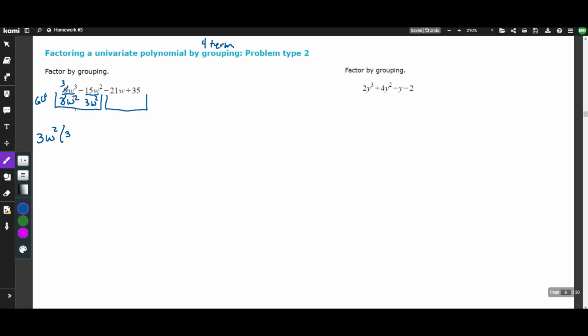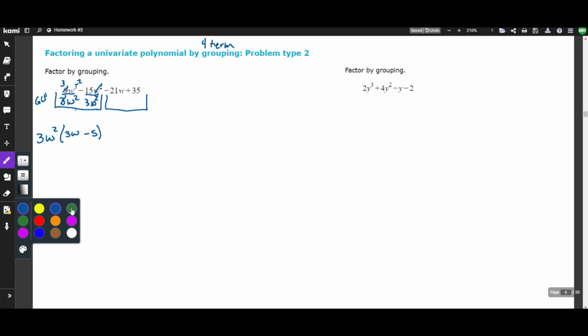And I have 3 W's on top, 2 W's on bottom. 3 minus 2 is just 1. So this is going to be 3W. I have a negative 15 divided by 3. That is going to give me a negative 5. And my W squares are going to cancel out. So that is that first group.